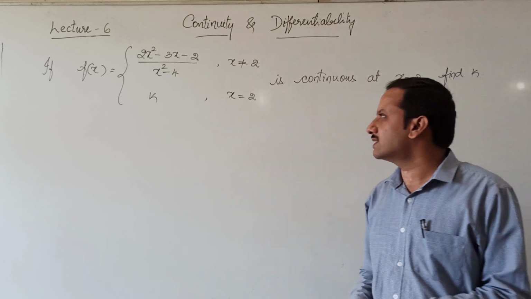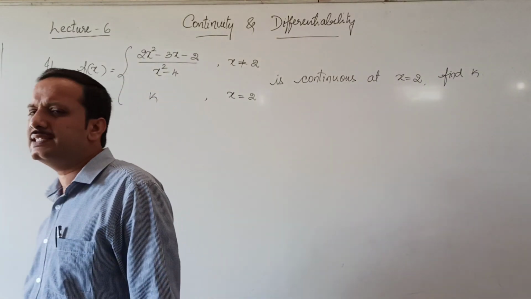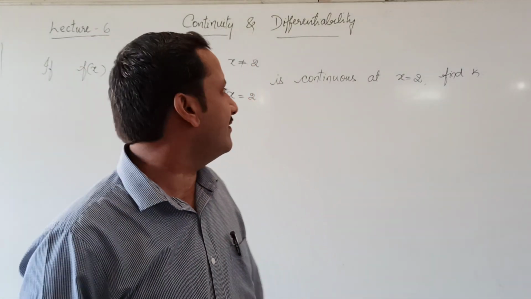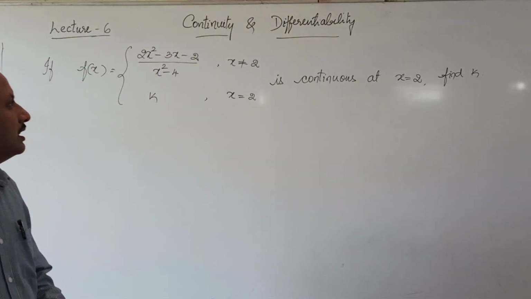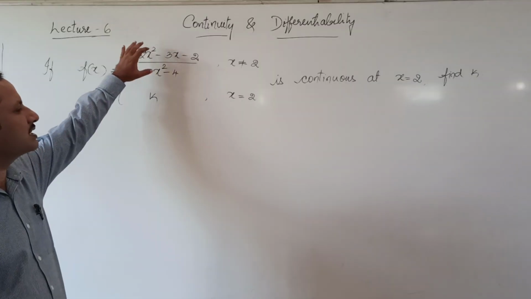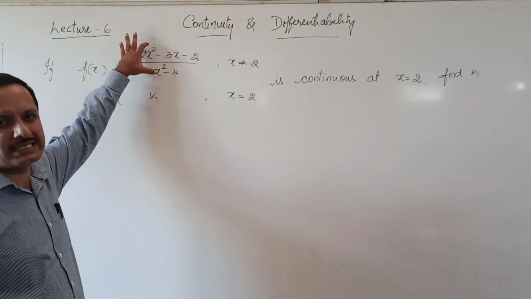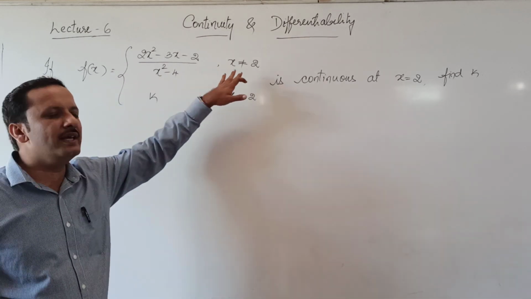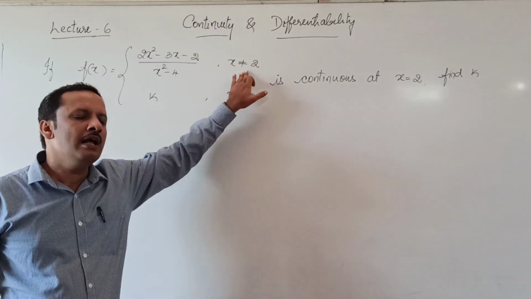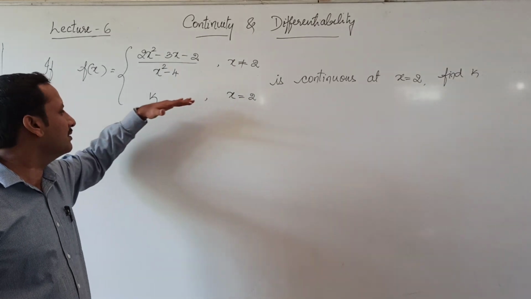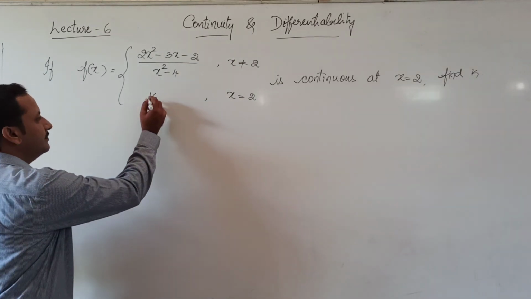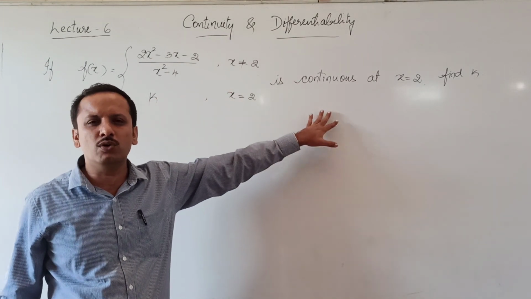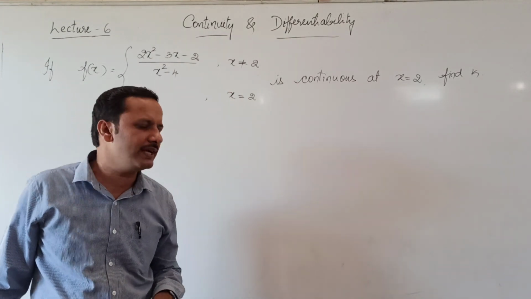Well, in this question they have given that this function is continuous at x equal to 2. Then what is the value of k? That's the question. The function is defined as f of x equal to 2x square minus 3x minus 2 divided by x square minus 4 whenever x not equal to 2, and when x is equal to 2, the function is defined as k. Then this function is continuous at x equal to 2. What is the value of k? That is what they are asking.